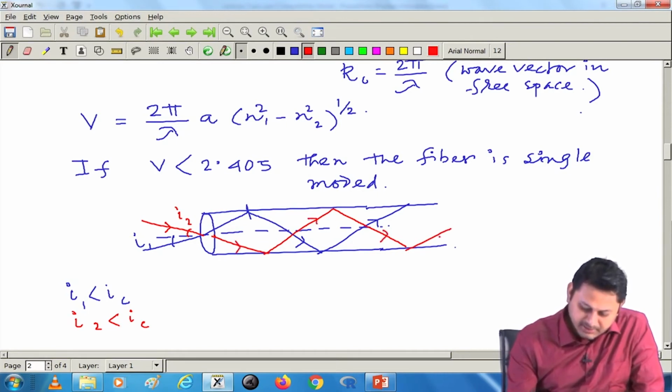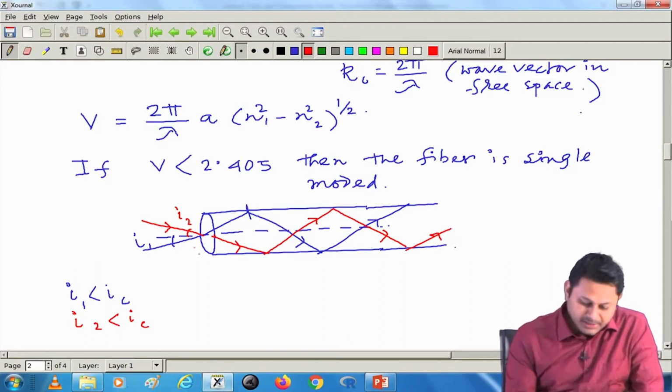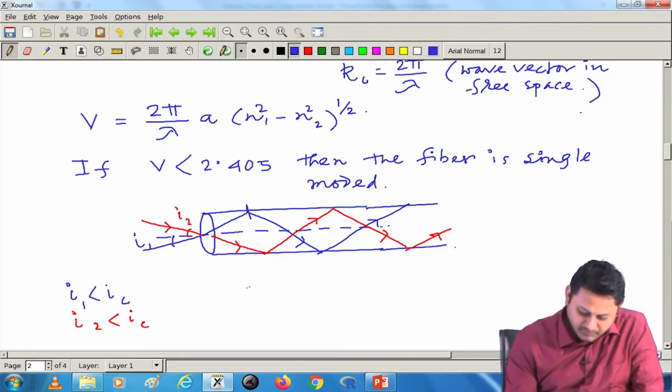So, I can see that through the fiber, there are a number of rays that can propagate. Now, in optical fiber, if all the rays are considered to be one mode, then for the blue line, this is say mode 1, this is the blue line, this is mode 1.